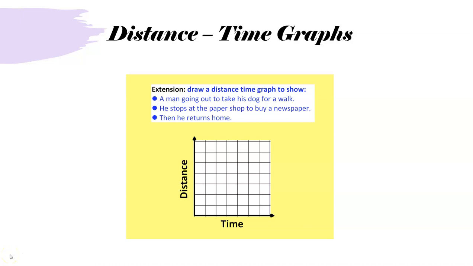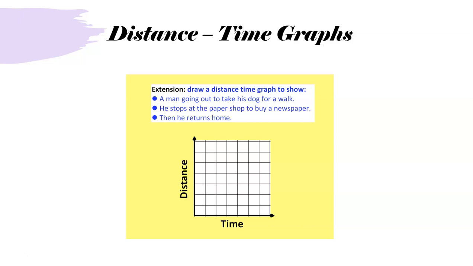This graph here is known as a distance time graph. We have two variables. One is time, and that's on the horizontal axis, and the other one is distance, which is on the vertical axis. We're asked to draw a distance time graph for this situation. A man is going out to take his dog for a walk. He stops at the paper shop to buy a newspaper. Then he returns home. So we need to think carefully about where he starts.